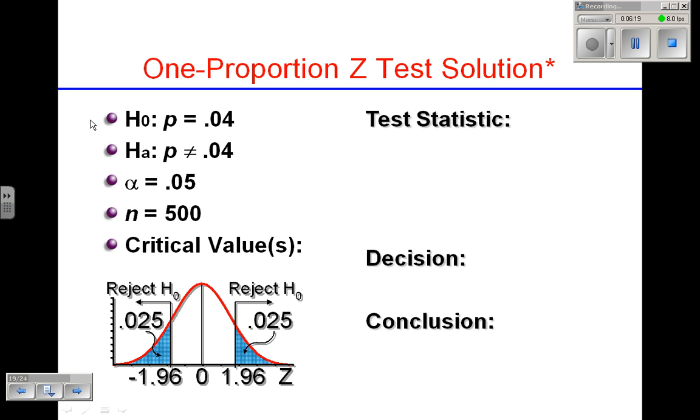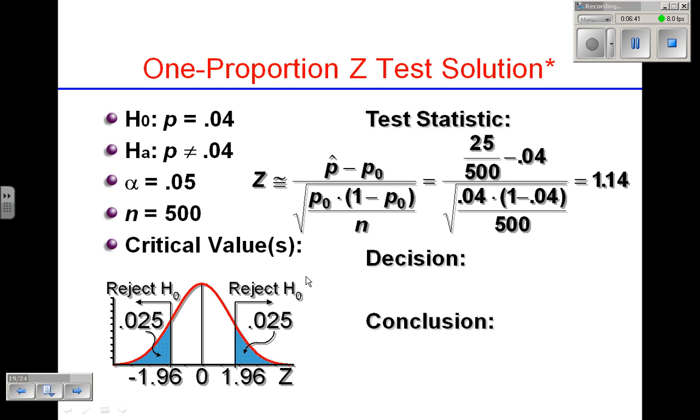Here's our picture. All right, so if we're testing at 5%, that means we have 2.5% on the left and 2.5% on the right. So that way we have 95% in the middle. You can look in your test booklet and you can see that 95% in the middle is a 1.96 test statistic, or a z-critical score.